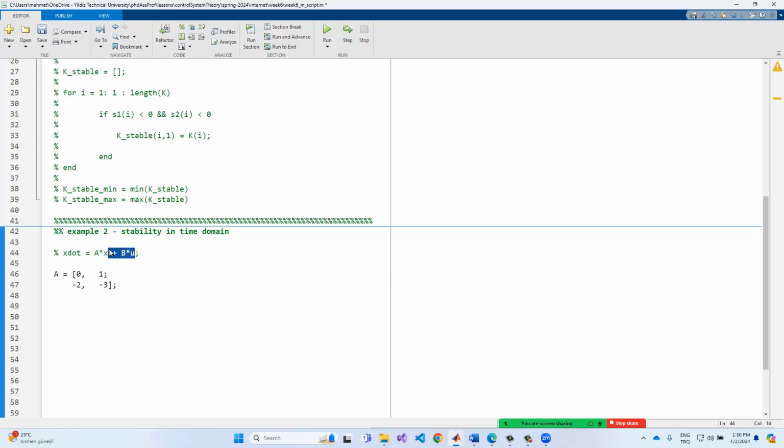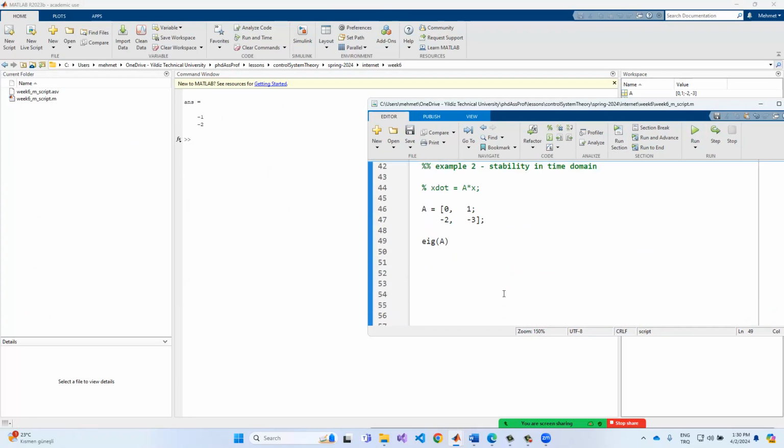And so in order to check the stability of the time response or the time domain system, we look only at x dot is equal to A times x. Okay, and how can we analyze this system? We can use the eigenvalue function in here, just like this one. If I use this function, -1 and -2 are given in here, which means that these two values are the roots of the characteristic equation. And if these values are smaller than 0, then we can say that this system is stable.